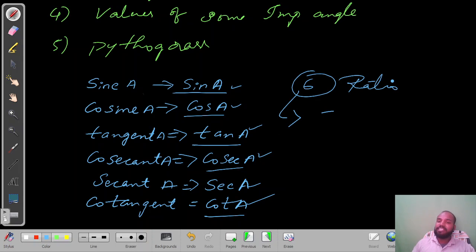With the help of these six we form three identities. We will learn them in the upcoming classes. Those identities play a very key role in solving equations and problems.